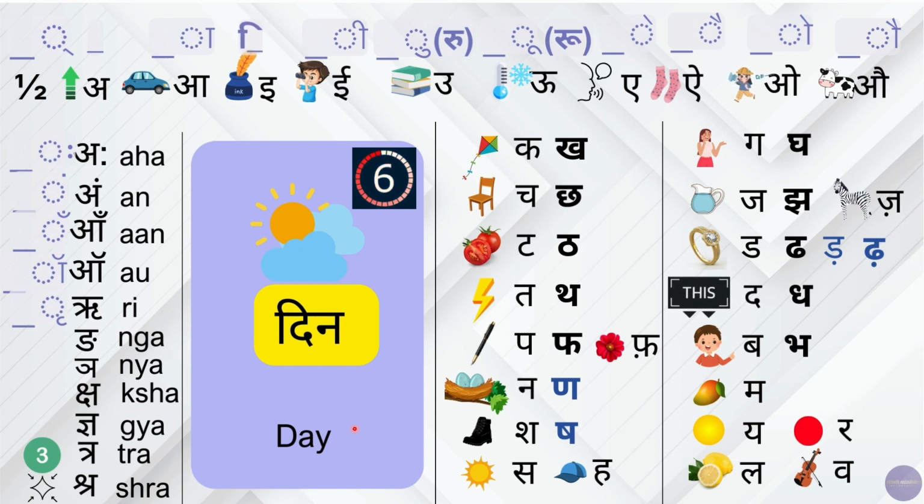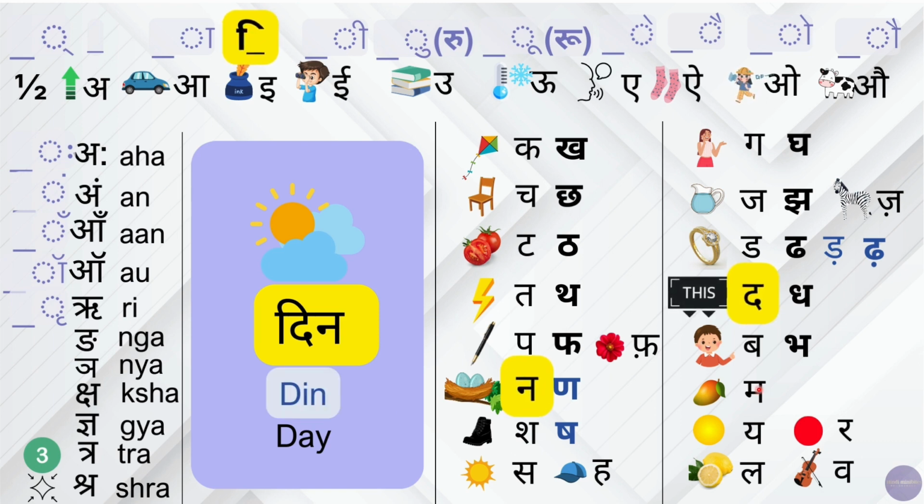This word means day. The as in this, and when we add the add-on symbol E as in ink to the, it makes the sound di, and then adding the letter N as in nest makes the word sound din. Din. Next word.